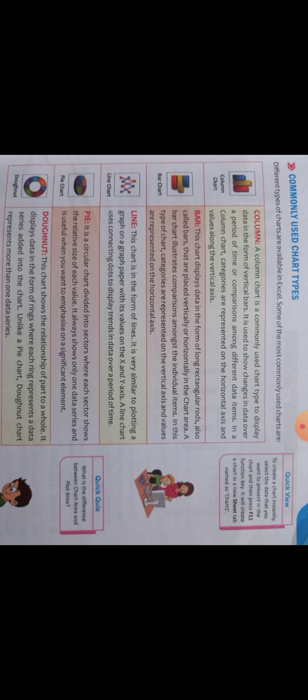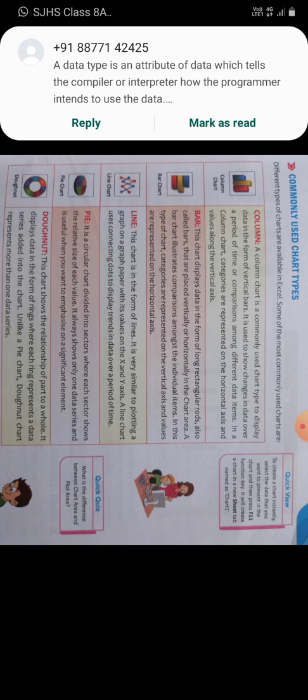The next is Doughnut. This chart shows the relationship of parts to a whole. It displays data in the form of rings, where each ring represents a data series added into the chart. Unlike a pie chart, a Doughnut chart represents more than one data series. A pie chart is used only for one data series, but a Doughnut chart represents more than one data series.